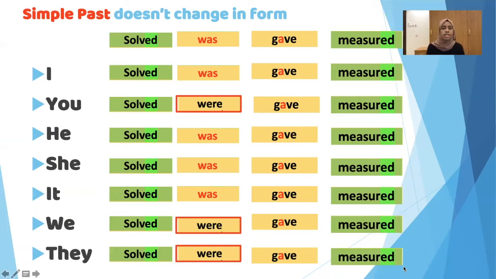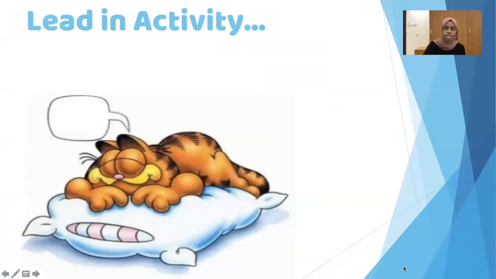So if you notice here, all the verbs are the same, or they don't change form, except for the verb to be, which becomes was with I, he, she, and it, and then were with we, they, and you. Now, I think that's the main thing that we're going to focus on with the simple past. Now I'm going to provide a lead-in activity for Gunce's exercise.